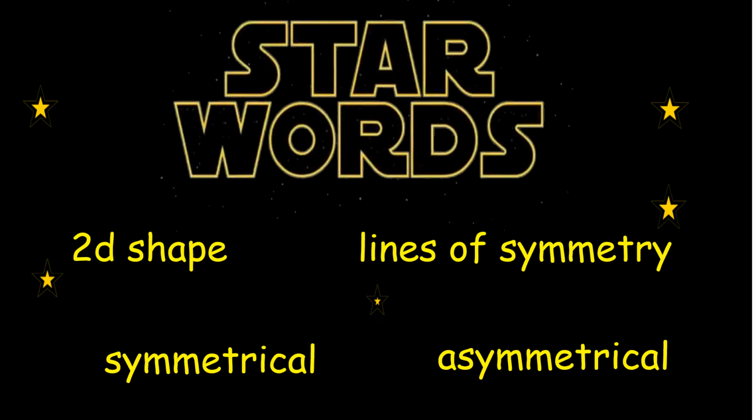Our first star word for today is 2D shape. These are two-dimensional shapes, which we've been learning all about this week. We also have the phrases lines of symmetry, symmetrical and asymmetrical. We're going to explore all of these phrases a little bit later on.